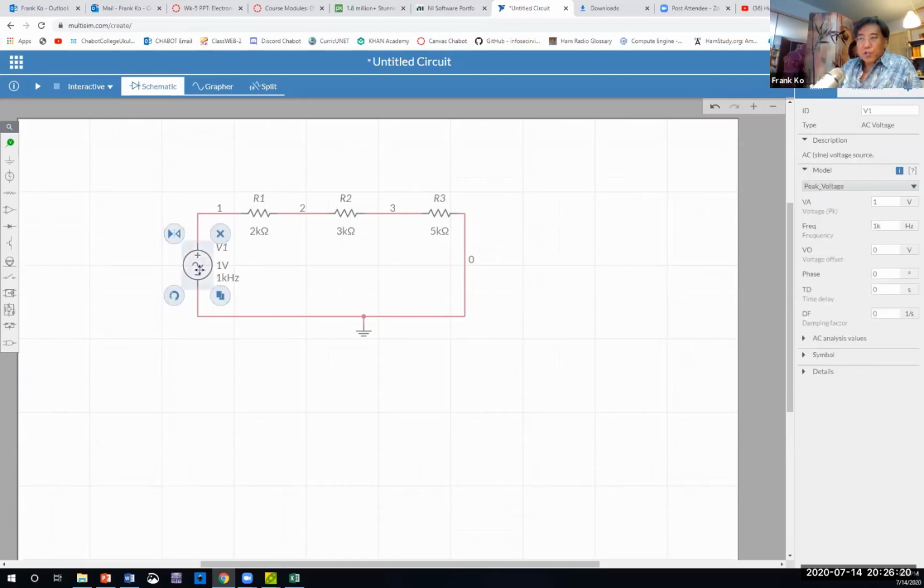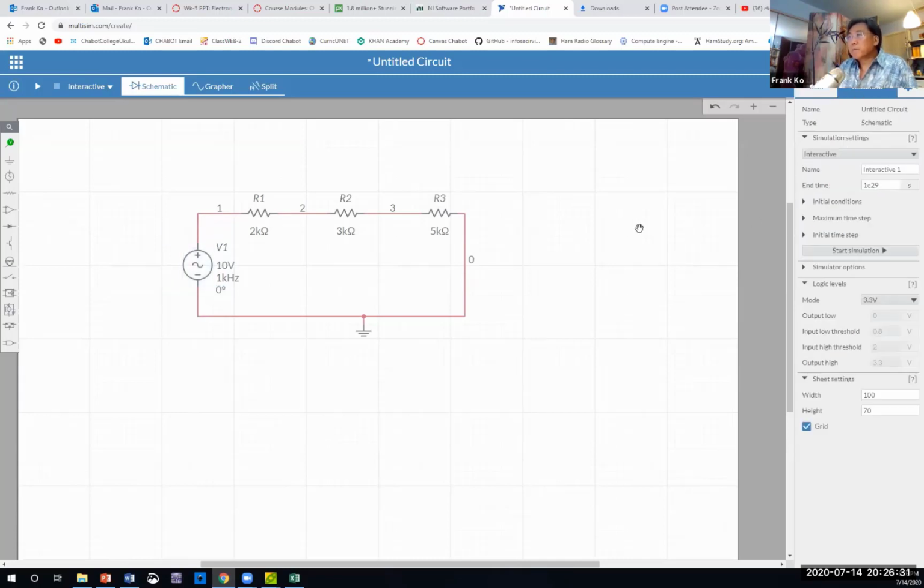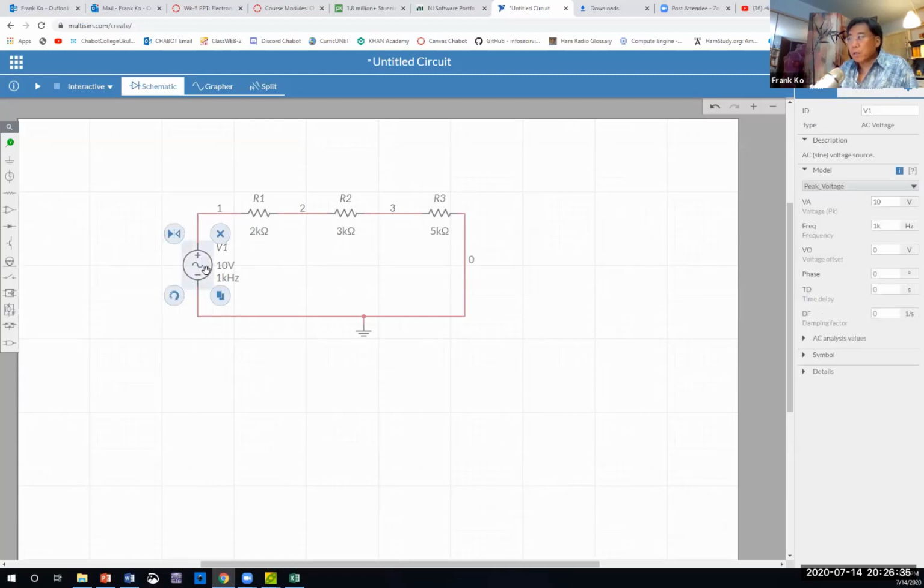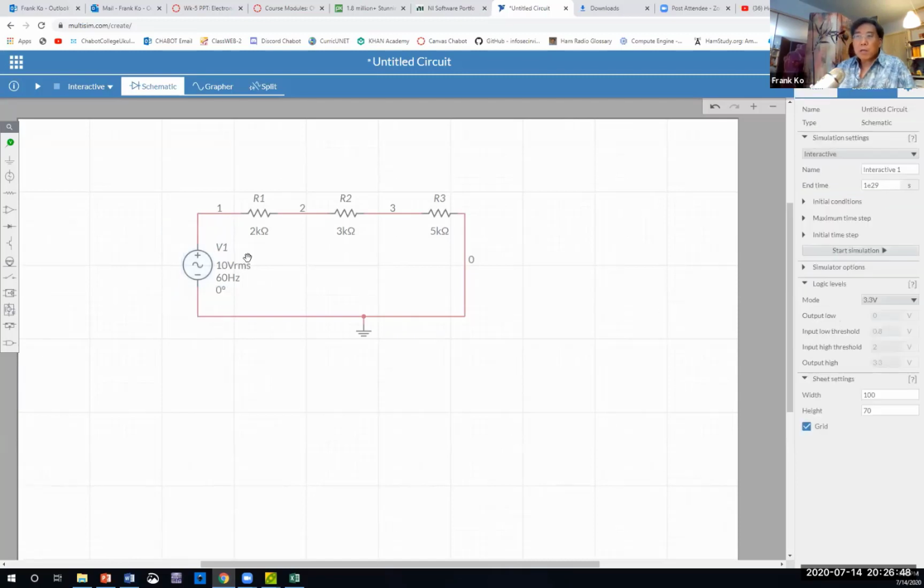Double click the voltage source, and it starts off as peak voltage. I want to make this 10 volt peak, and it is now 10 volts. And how do I know it's 10 volt peak? Because here I have a choice. I can say peak or RMS. If I do this as RMS, type 10 and enter. Now the screen will actually show me 10V RMS.